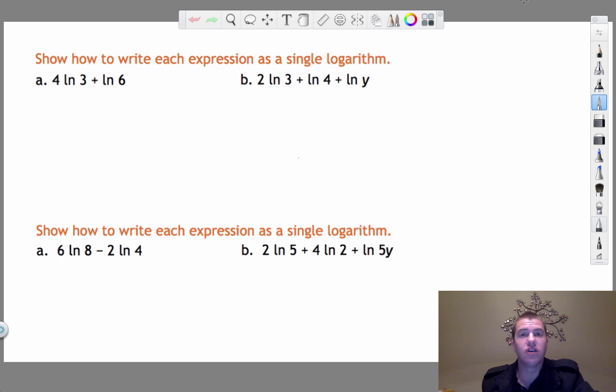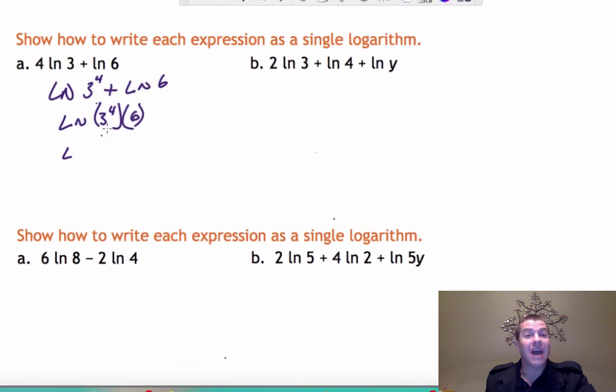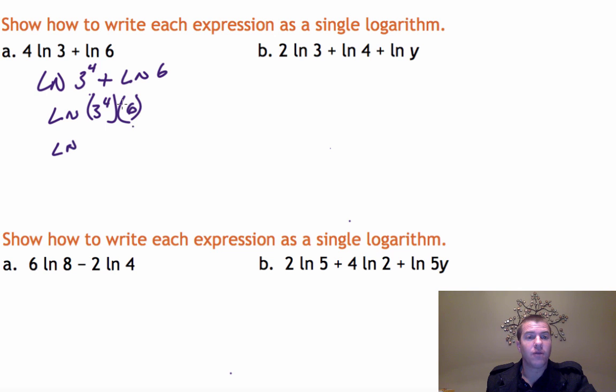And so now you're using your log properties in order to put these into a single log, and you can use the same log properties in order to expand it into several different logs. Well, this first one, remember, before I can combine these two logs into one log, this coefficient to the log has to go to the exponent. So I have ln of 3 raised to the 4th plus ln of 6.